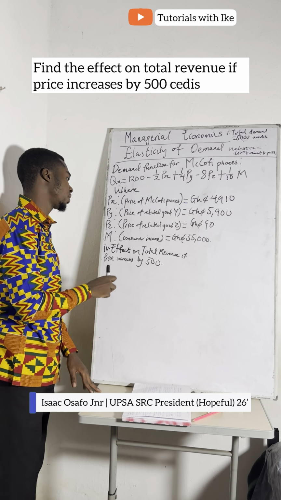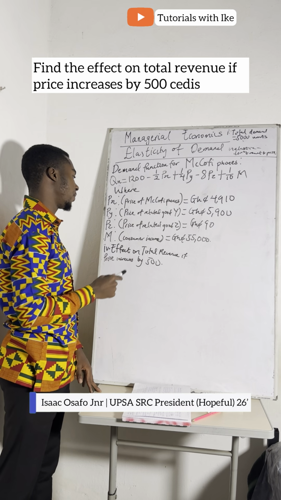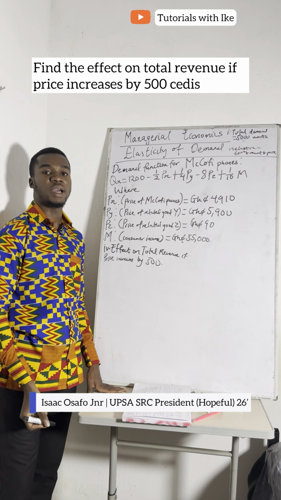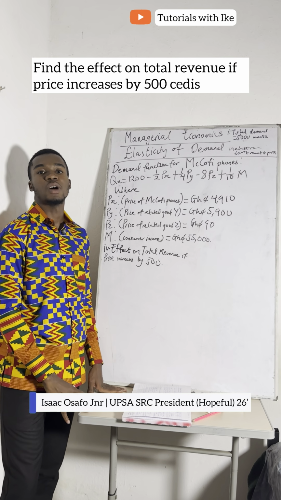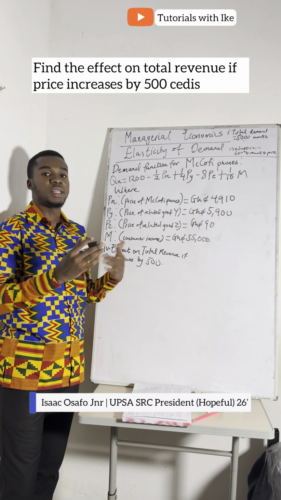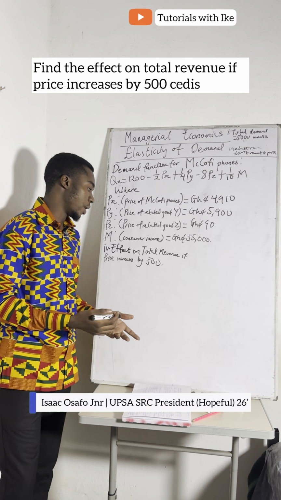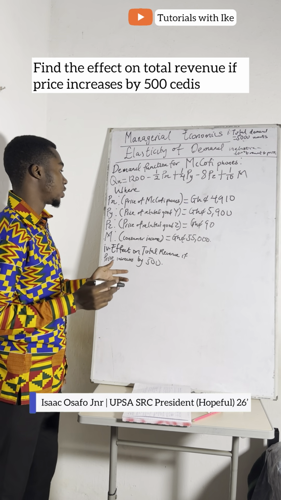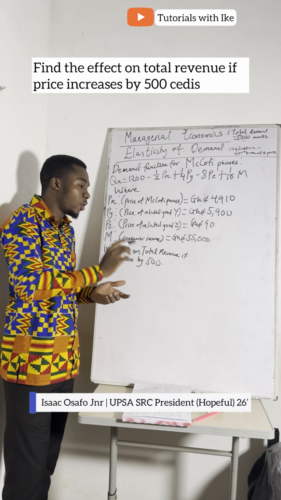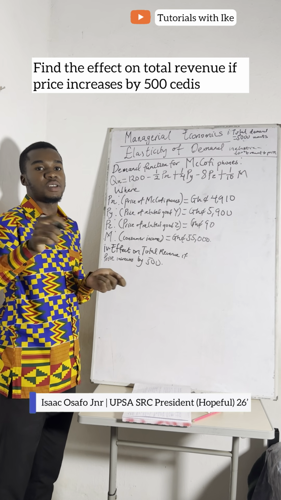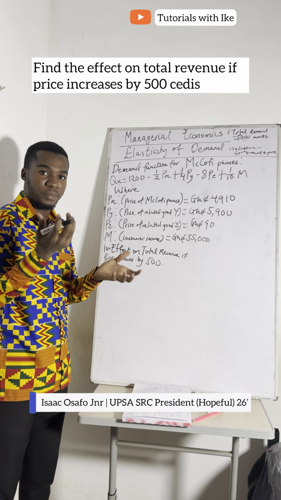So we are saying that the effect on total revenue if price increases by 500. So we are just trying to say that if the manager decides to increase the price by 500 cedis, what is going to happen to the revenue of the company? Are they going to make more revenue? Or are they going to make less revenue? You get it. All right. So before we even solve it, we have to find the old total revenue before the price was increased. Then we'll calculate the total revenue after the price was increased. Then we'll compare. You get it?